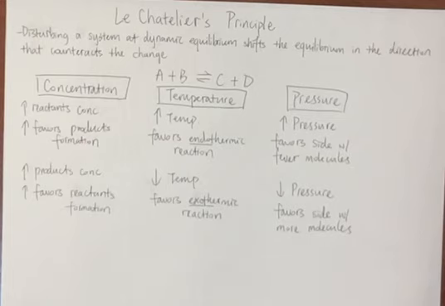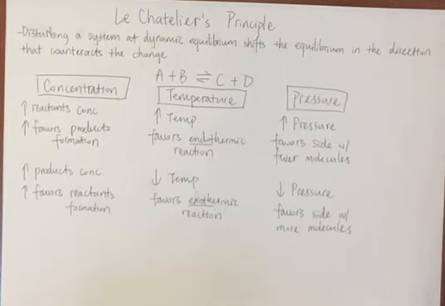So, for example, there's A plus B, which will go forward to produce C plus D, or C plus D will go reverse to go back to A plus B. So A and B in here are the reactants, and C and D in here are the products. And there are basically three factors that are related to Le Chatelier's principle and disturb the equilibrium state. So the first thing is the concentration.